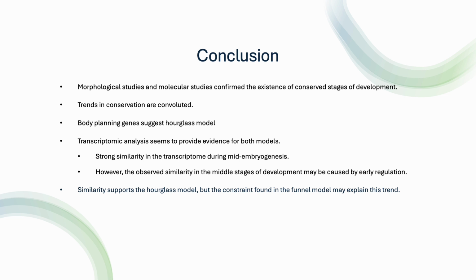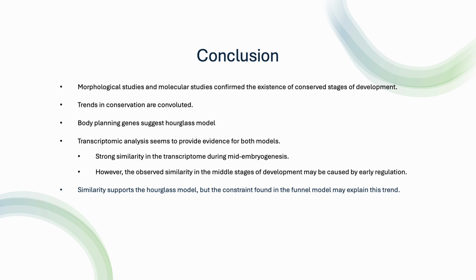For example, the discovery of the ubiquitous function of Hox genes and similar body plans genes provides evidence for the conservation of the organogenesis phase, a mid-developmental phase, therefore supporting the hourglass model. However, the mosaic of information that new techniques provide creates difficulties in decrypting conservation. Transcriptomic analysis seems to provide evidence for both the hourglass and funnel models, but with different respects.